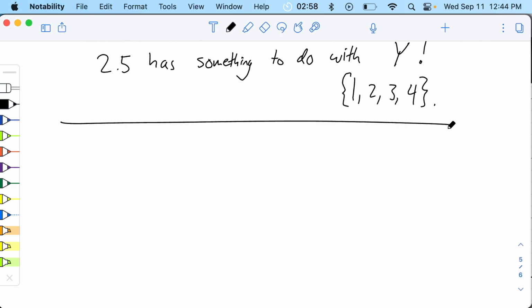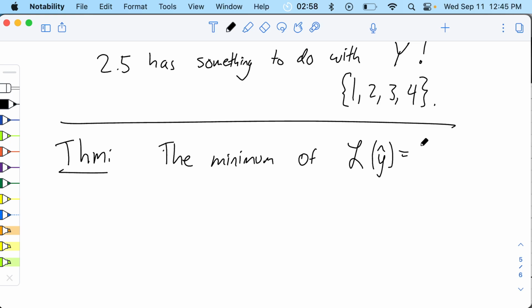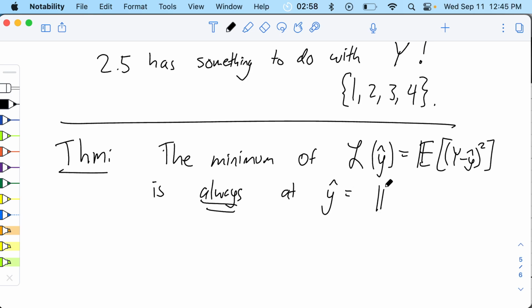Not a coincidence. So in fact, here is a, should we say it's a theorem? Let's be fancy. Theorem. The minimum of the loss function L of y hat equals expected value of y minus y hat squared is always at y hat equals just the average of the random variable y. So in our particular case, y was a four-sided dice, and we calculated this the slow, long way, and we found the minimum was 2.5, but we could have skipped all that if we had known the theorem, which says that the minimum is always at the average value.